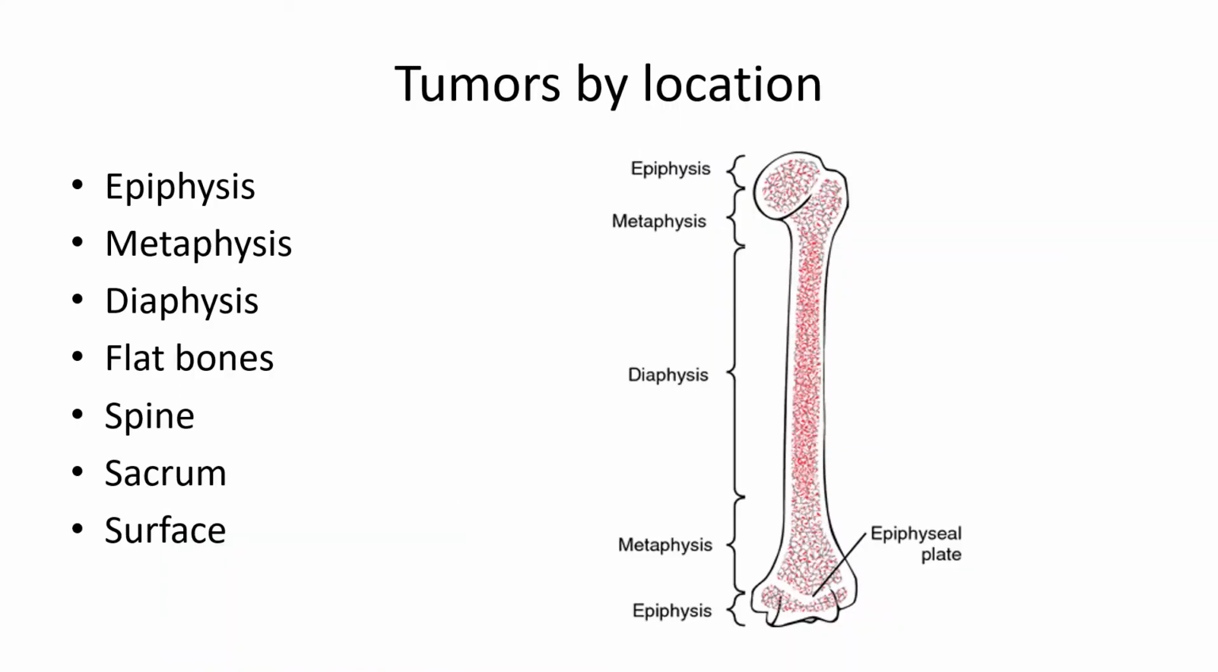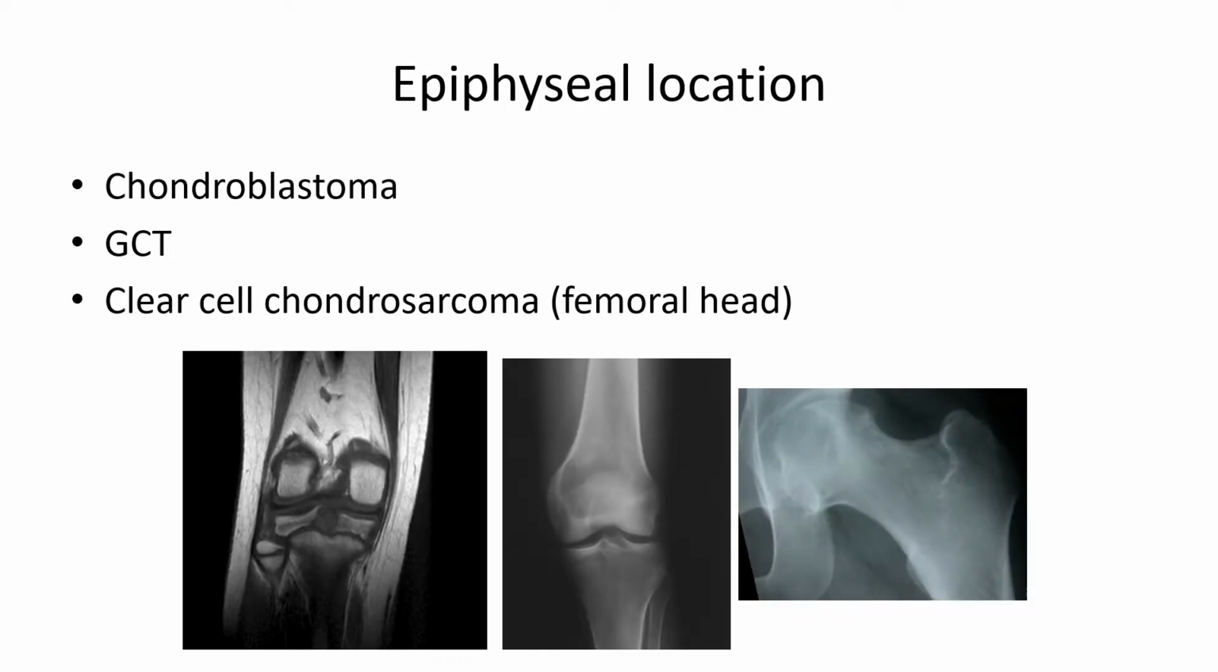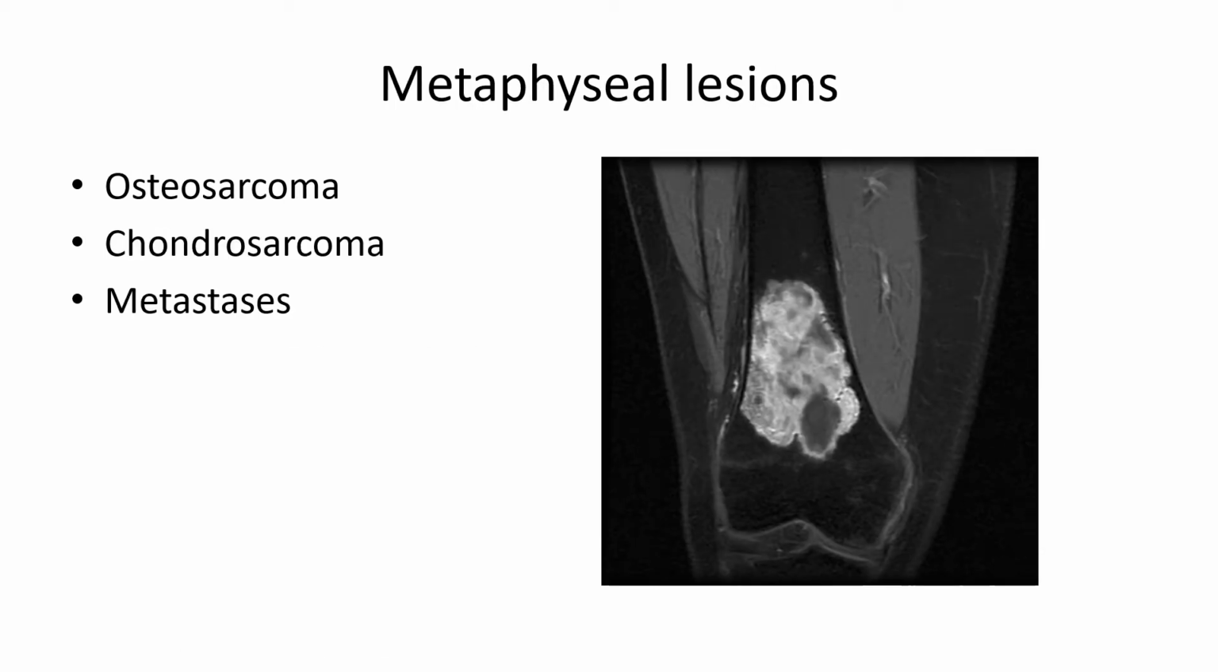For tumors by location, epiphysis, metaphysis, diaphysis, flat bone, spine, sacrum, and surface are the main locations we're discussing. We can also think about surface versus intramedullary. The most common tumors by the epiphyseal location: chondroblastoma, giant cell tumor, clear cell chondrosarcoma. Chondroblastoma typically occurs in the skeletally immature patient. Giant cell tumor in the skeletally mature patient. Clear cell chondrosarcoma is more commonly in the skeletally mature patient and is a very rare tumor. Metaphyseal lesions: osteosarcomas, chondrosarcomas, and METs are the most common.